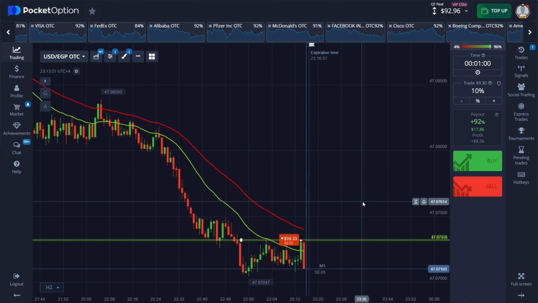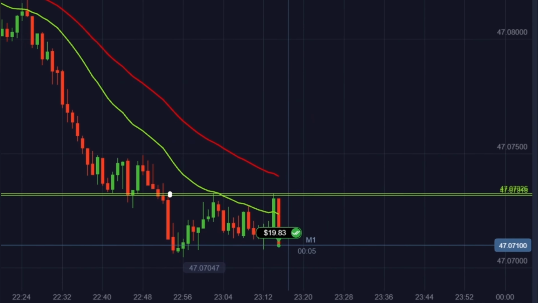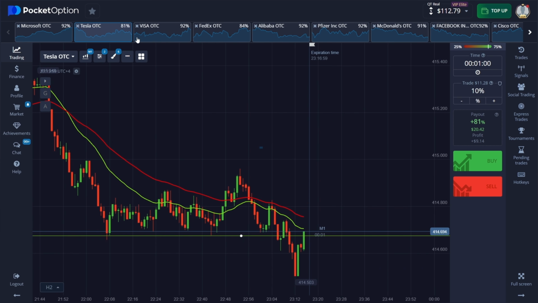The candle is reversing from our entry point, and yes, it's a win. We've won another trade in this session. Let's find another trade and see how much we can make.